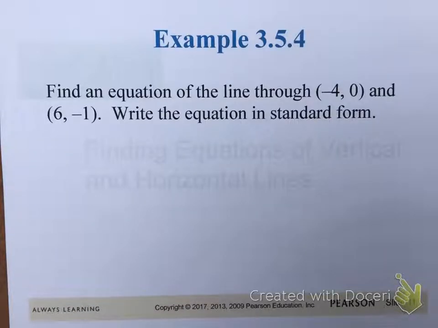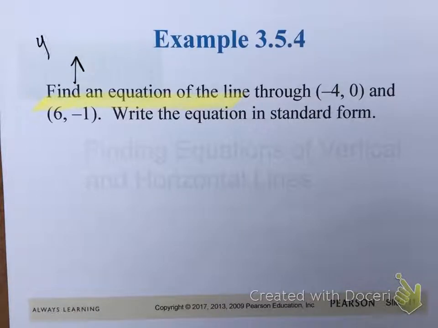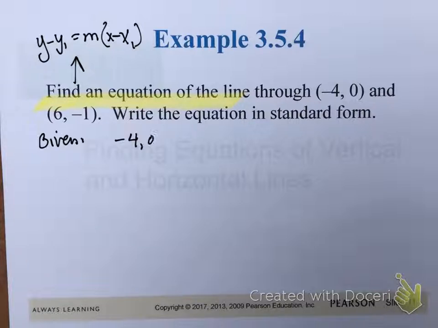All right. So here's an example where I'm asked to find the equation of a line. Once again, when you see that wording, little bells should be going off that you're going to use y minus y1 equals m times x minus x sub 1. Okay, so I'm looking to see what I'm given. I am given 2 points. The first point is negative 4, 0, and the second point is 6, negative 1. I'm going to label them x1, y1, x2, y2. And the reason why I did that is because the first thing I have to do is find m.